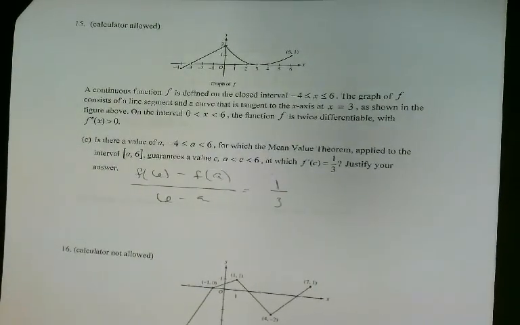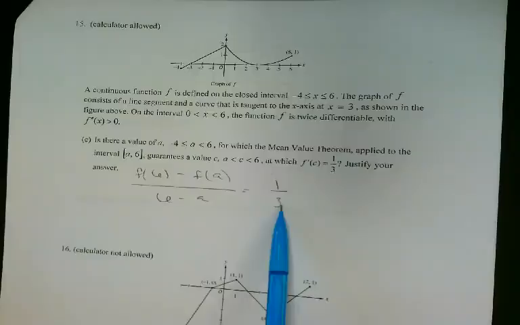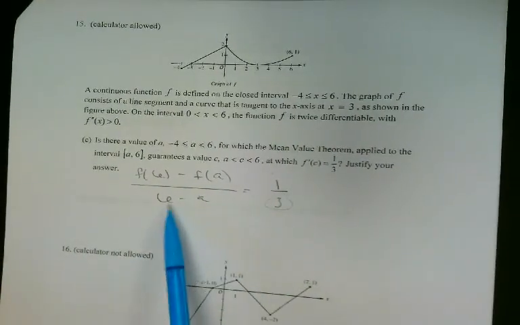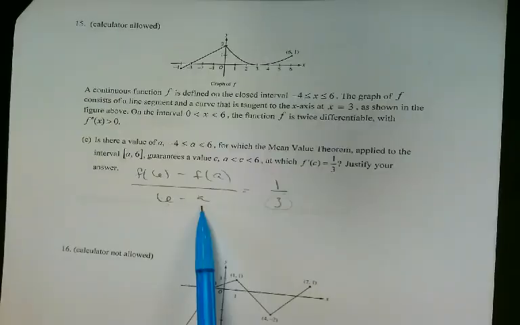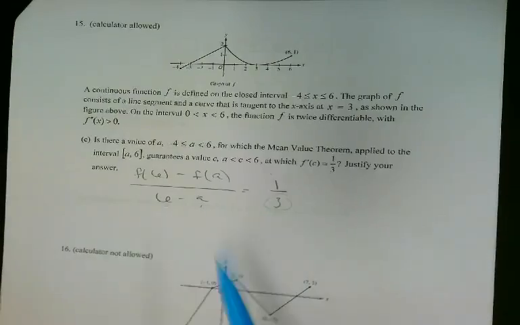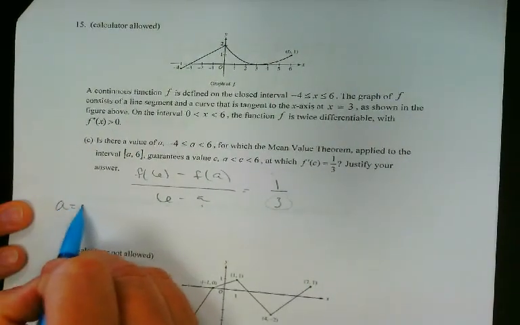I hope it's fairly obvious. Once you write out the Mean Value Theorem, obviously you're going from 6 to a. If you want the bottom to equal 3, what does a have to be? a has to be 3, right? 6 minus 3 is the only thing that's going to get me 3. So let's let a equal 3 and see if this works out.